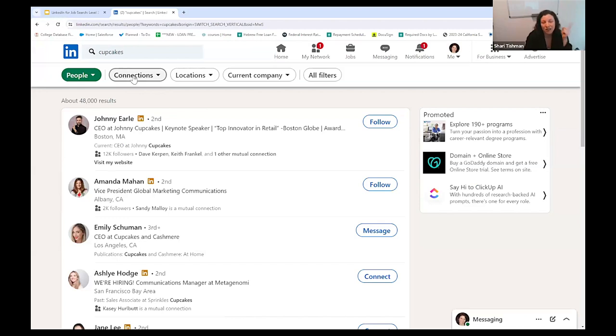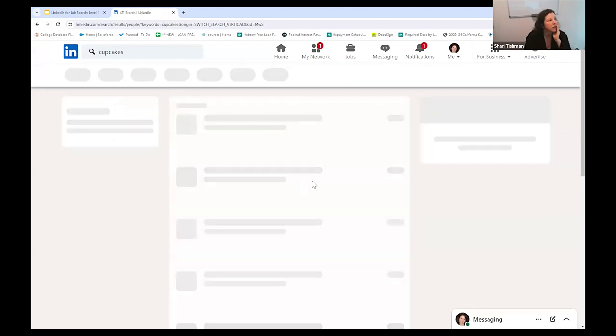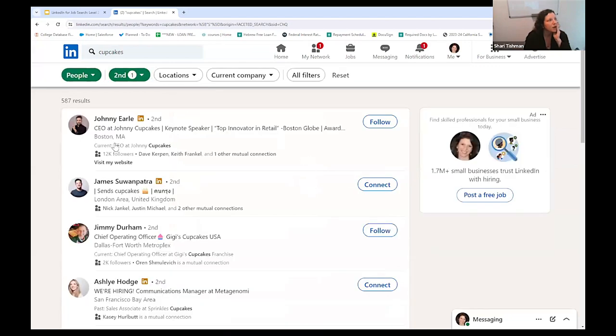All right, so this is the one I want to highlight. When you're doing a search like this, if you go home and you say, I'm going to do what Sherry did, this is the first filter you should try. Click on connections and click on second, okay? The first degree connections are people you're already connected with. Don't bother with that one. Click second degree connections. These are friends of friends. Let's click show results.